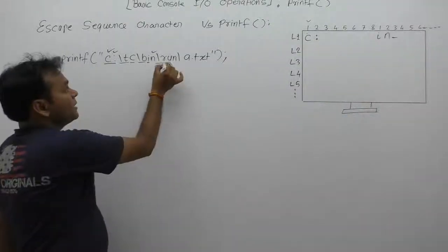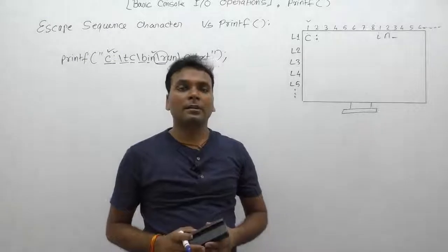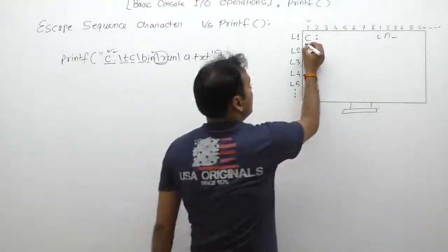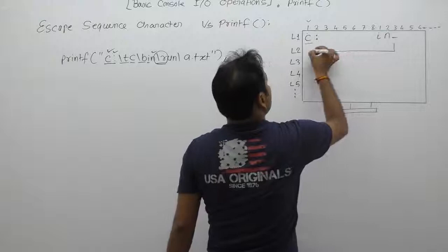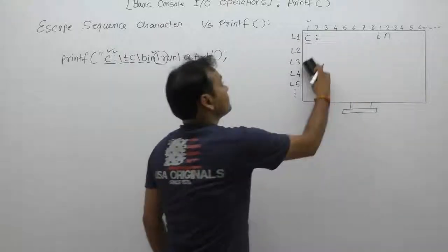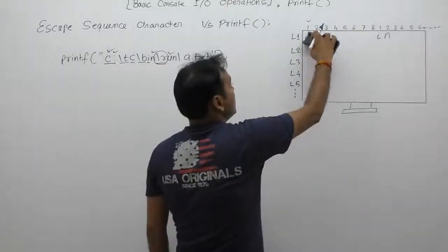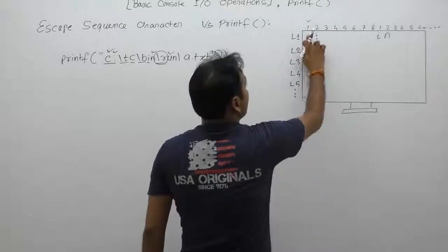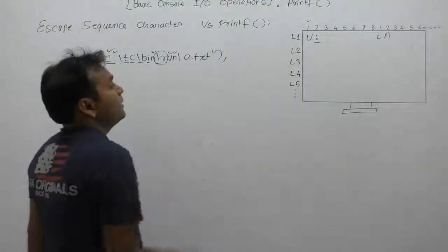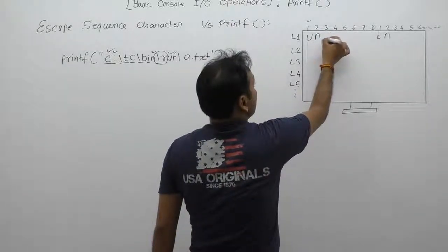Next, slash r. Slash r is again an escape sequence character. According to the behavior of slash r, the cursor will be moved to the first position of the current line. Cursor will be switched to the first position. Next, we are displaying U. U is printable, therefore C is replaced by U because the next character is displayed at the current position. U is printed here and the cursor will be pointing at the colon. Next, N. N is again printed in place of the colon. Now the colon is replaced by N. Cursor will be available on the third position.